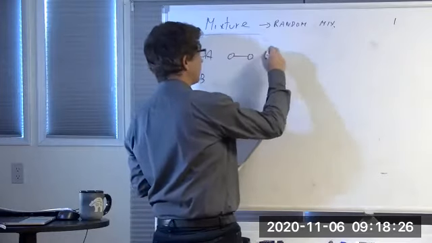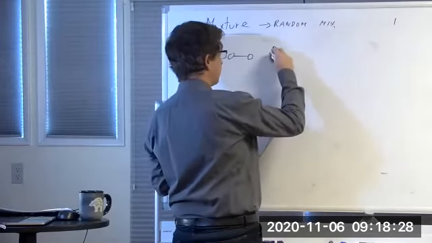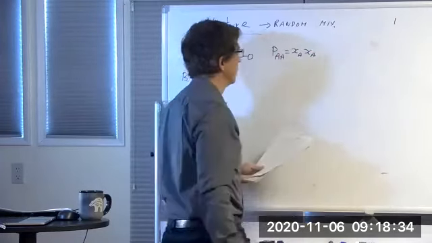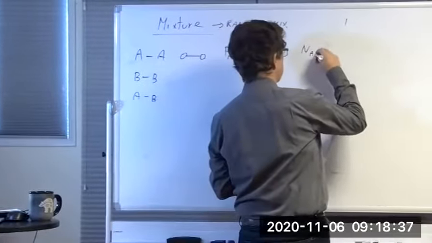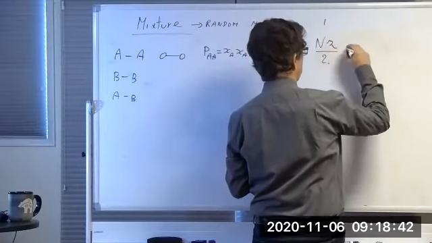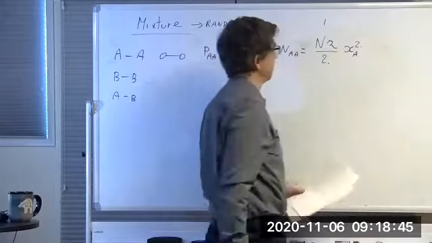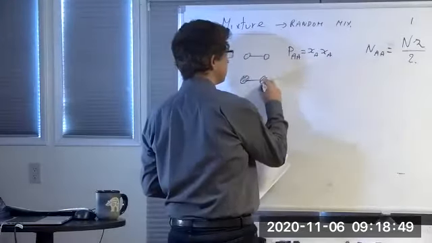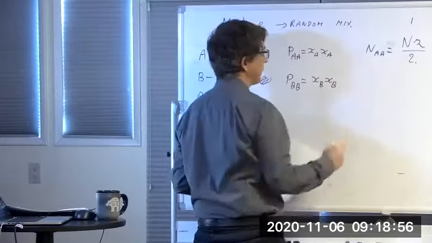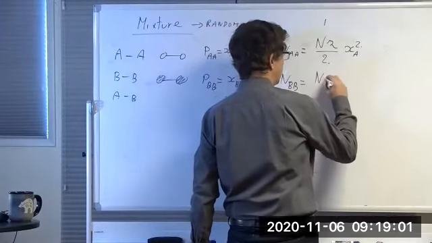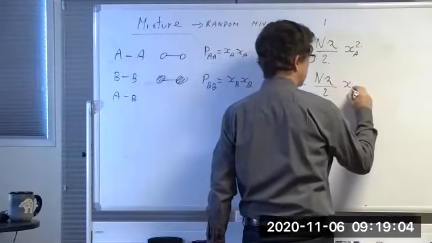So if I look at a bond, what's the probability that the bond is AA? Well, if I'm random, that's XA times XA, so that's XA squared. So that means that the number of AA bonds is N times the coordination number over 2 times the probability that the bond is AA, which is XA squared. Same for BB. The probability that a given bond is BB is XB times XB, which means that the number of BB bonds is NZ over 2 times XB squared.